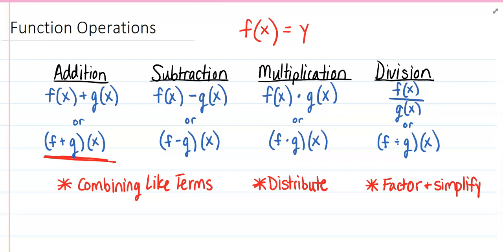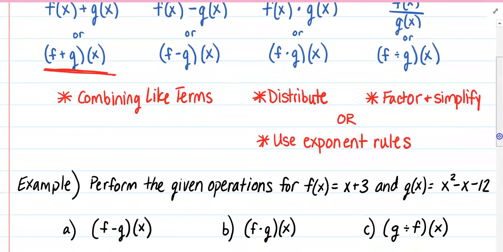Now, sometimes we'll be dealing with exponents too, and when it comes to exponents, then you would just use your exponent properties. So with multiplication and division, there is a chance that instead of distributing or factoring, you would just use your exponent rules, which we did in our last unit. I'll go through an example of each so you can kind of know what to expect depending on the problem. So let's scroll down and take a look at this first example.